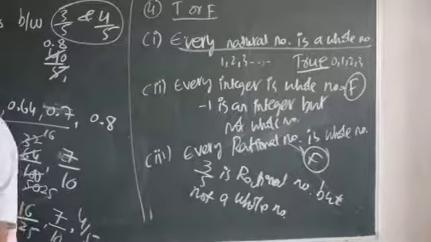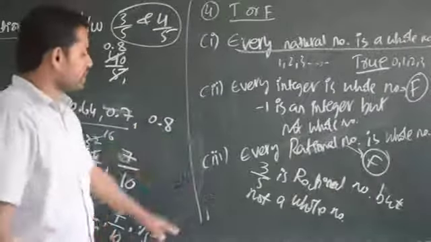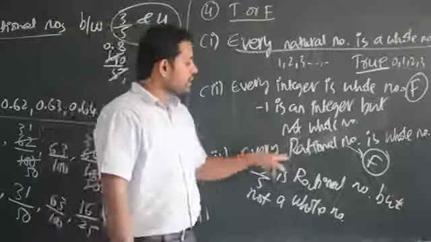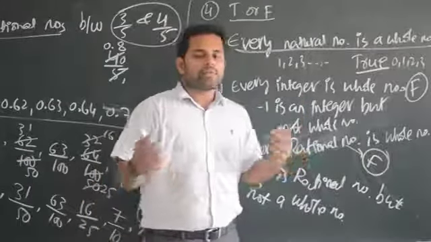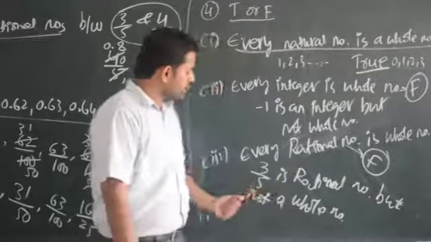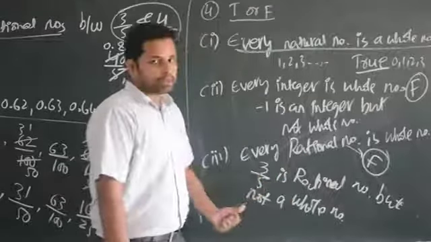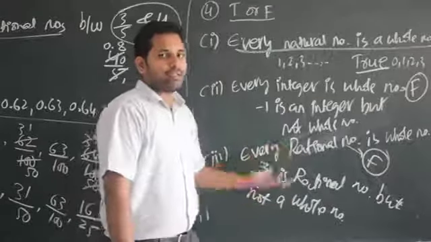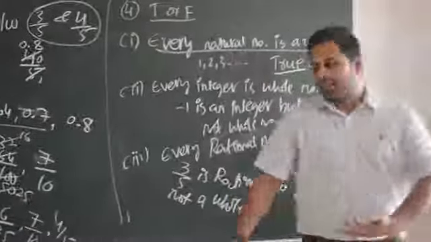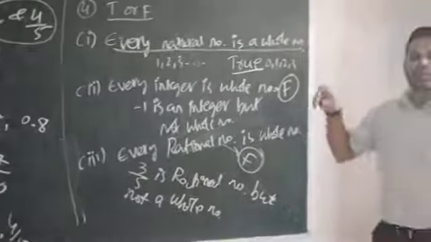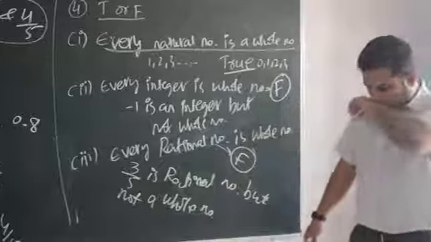Whenever the statements are wrong, you should be giving an example. Here they are saying every rational number is a whole number. I have to prove it false. How to prove it false? Give an example. 3 by 5 is a rational number, in P by Q form, and Q is not equal to 0, but it is not a whole number. Whole number means 0, 1, 2, 3, like that.